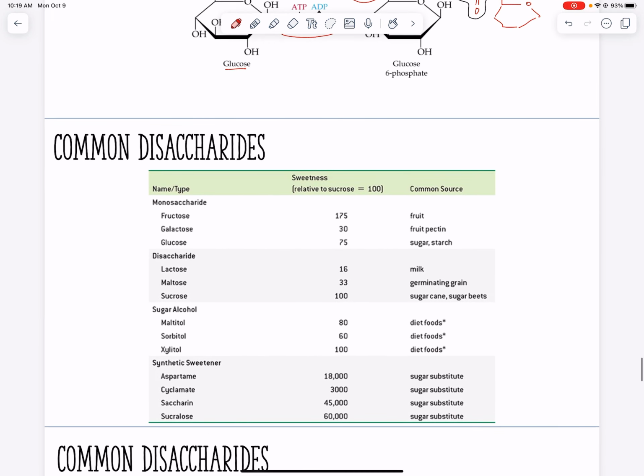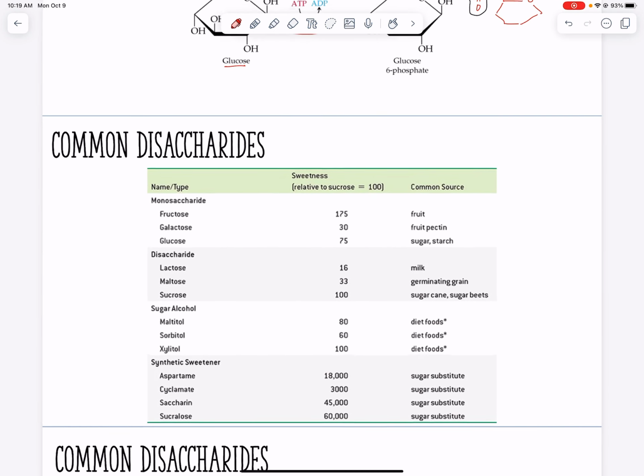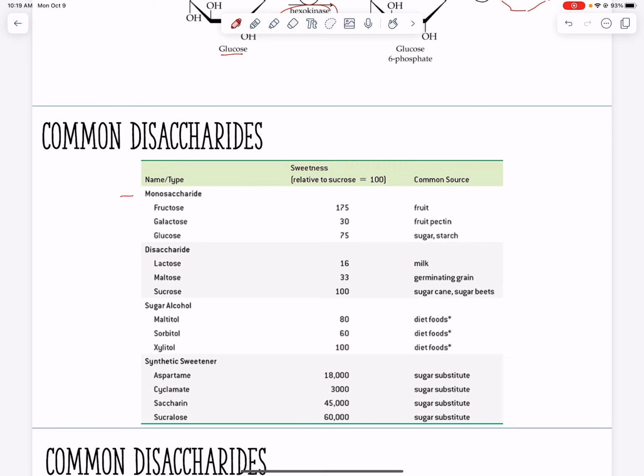And I wanted to show you this table. This table always really intrigues me. It's classifying monosaccharides, disaccharides, sugar alcohols, and then synthetic sweeteners. You might recognize a lot of these in different foods or consumer products you can buy at grocery stores. It's relating their sweetness, how sweet they taste. Everything is relative to sucrose, which gets a rating of 100. So here's sucrose. This is the sugar we would dump in chocolate chip cookies if we're making those.